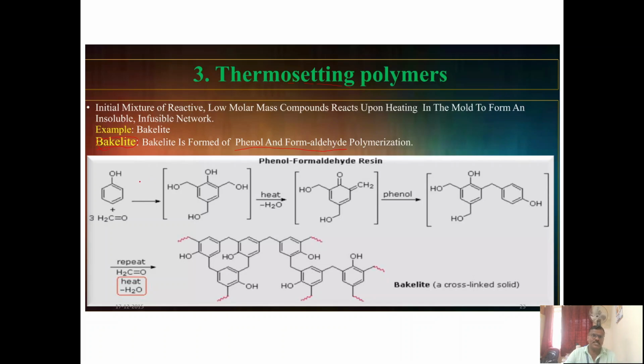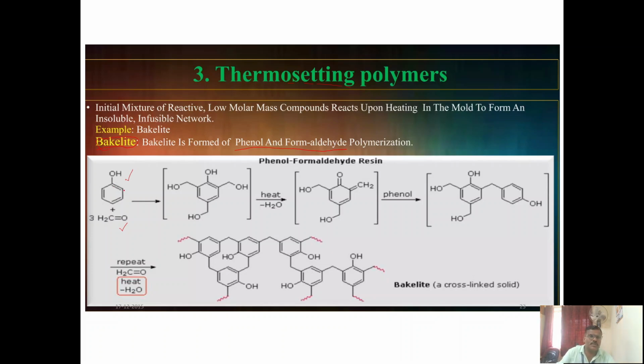That means you need to use two monomers. You should remember one thing. These thermosetting plastics or polymers come under the category of condensation polymers, where two or more monomers will react. This is formaldehyde, this is phenol. So the net product we call a phenol formaldehyde resin or bakelite resin. So here, what is the chemistry?